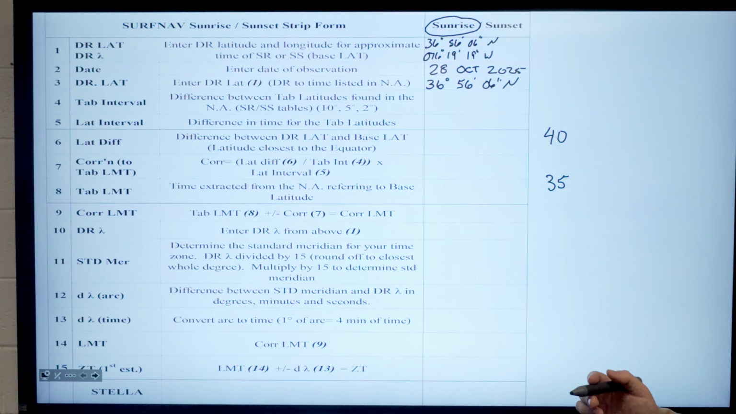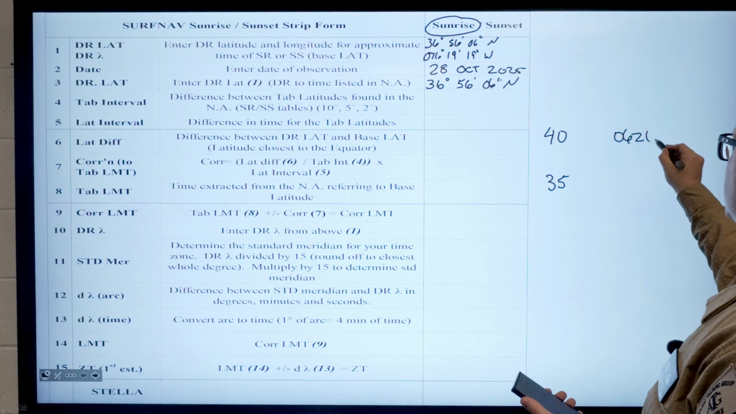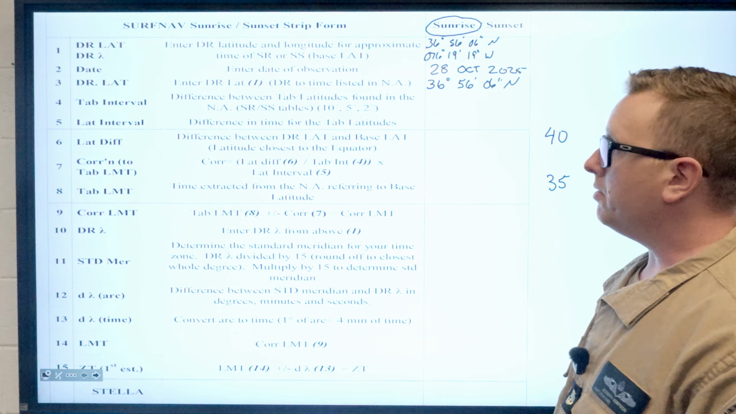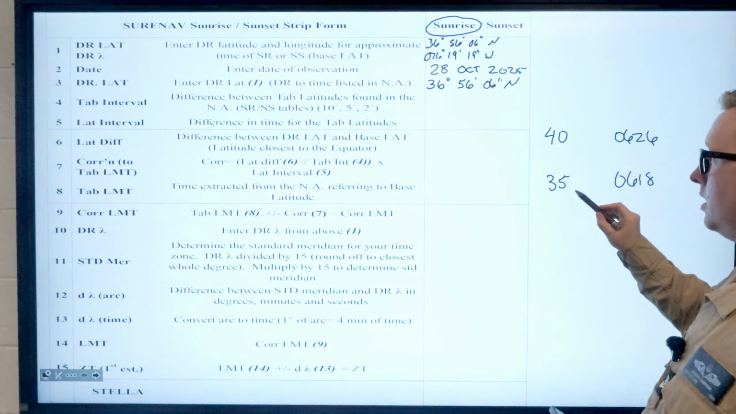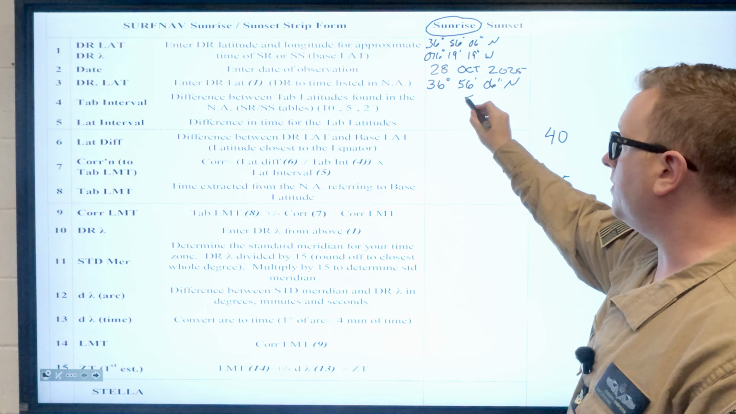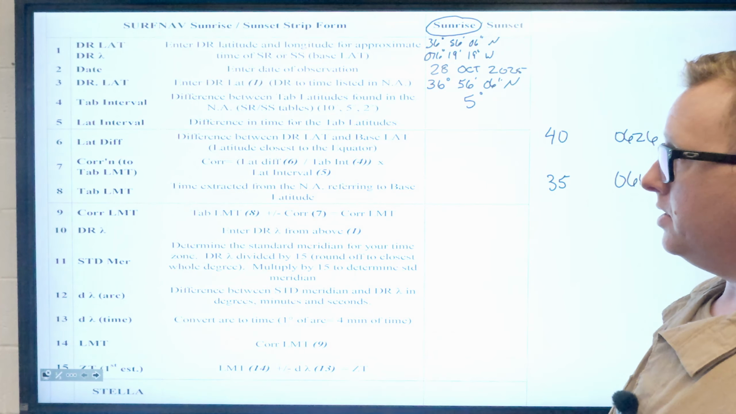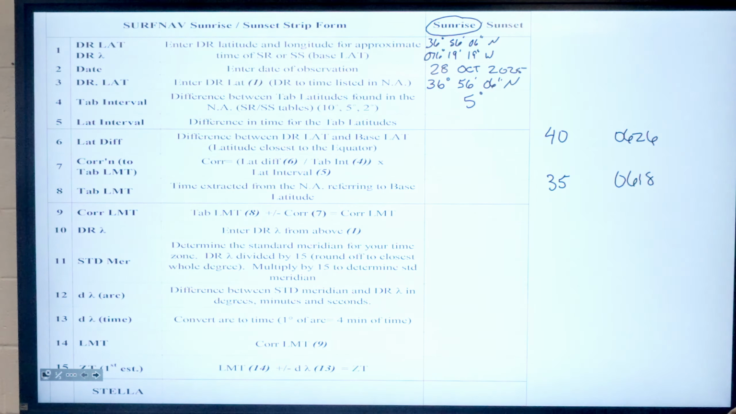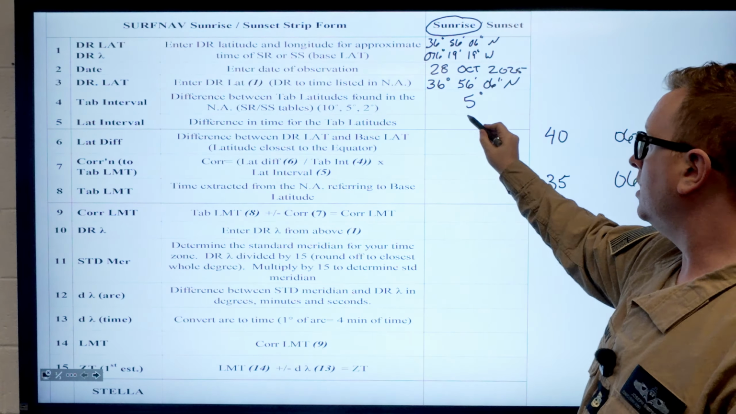As we're at it, we're going to go ahead and get the sunrise times for those 2 degrees. 40 is 0626, 35 is 0618. So now we're going to look at the difference between the tabulated intervals. 35 to 40, that is a 5-degree difference, so write 5 degrees right there. Number 5, the difference in time between your tabulated latitudes. We're looking at these 2 times right here. The difference is 8 minutes.